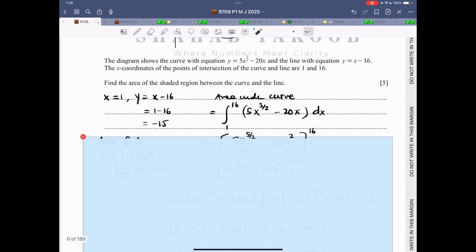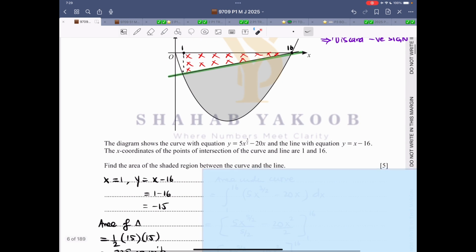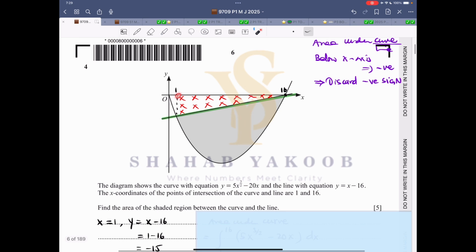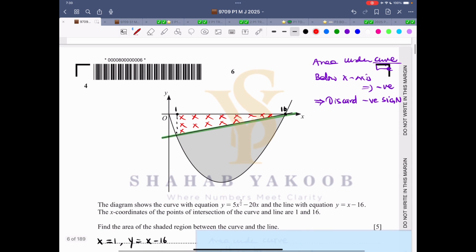So now the first thing is pretty simple. When x is 1, find the corresponding value of y. When x is 1, I can plug it in over here. Choose the easy option. The y value is negative 15. So the y value over here is negative 15.